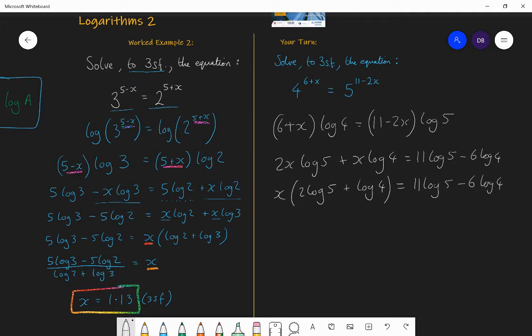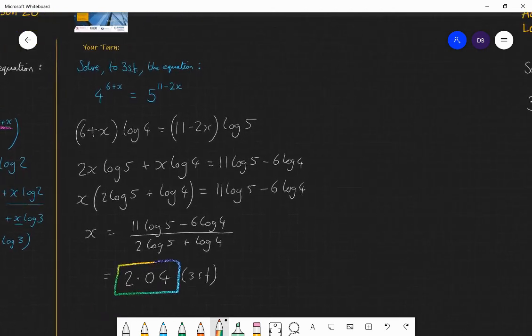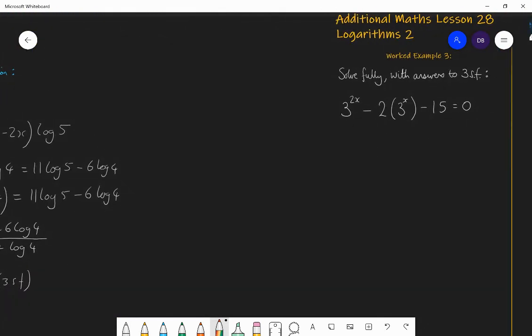We can simplify these logarithms into single logarithms if we wanted to, but we don't need to. So then x is equal to 11 log 5 minus 6 log 4 over 2 log 5 plus log 4. And that, to 3 significant figures, is 2.04. If you got that right, well done. If you need me to explain a little bit more, please write in the comments, and I will.